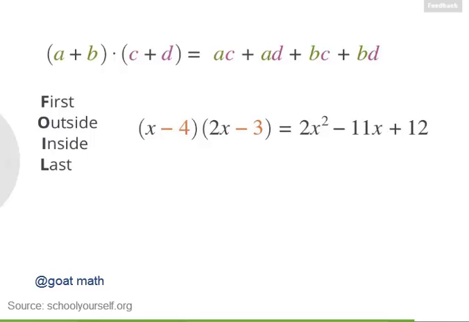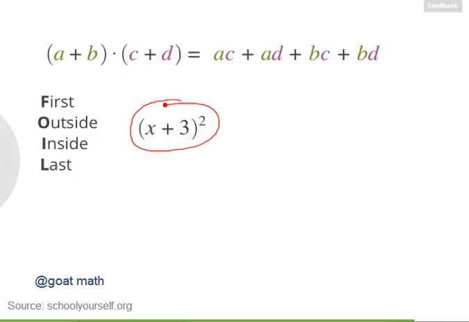Okay, here's your final challenge. Suppose you have the binomial x plus 3 and you want to square it. You might want to distribute the exponent onto the addition, but remember, you can only distribute exponents onto multiplication and division. So how can we simplify this?